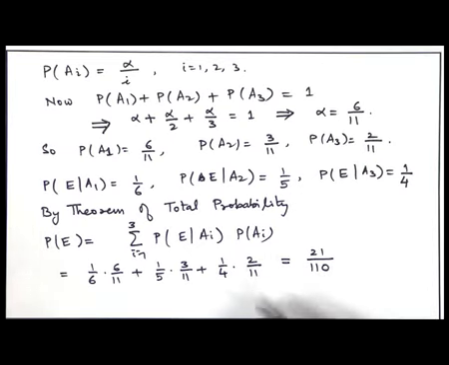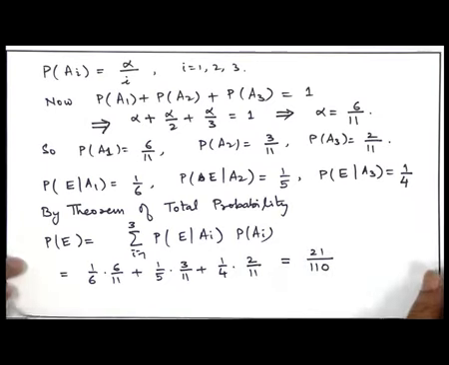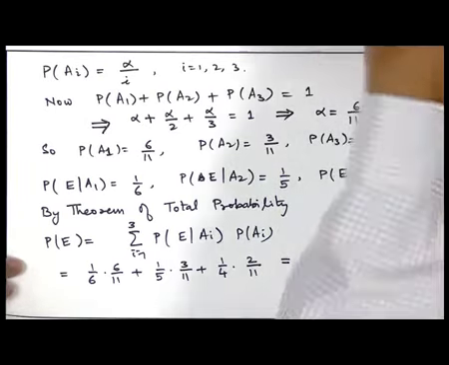Obviously, since at least 2 of the dice were not unbiased, they were not fair dice. Therefore, you can see the probability of a 6 is not 1 by 6, it is 21 by 110. So, now let us look at the second part of it.